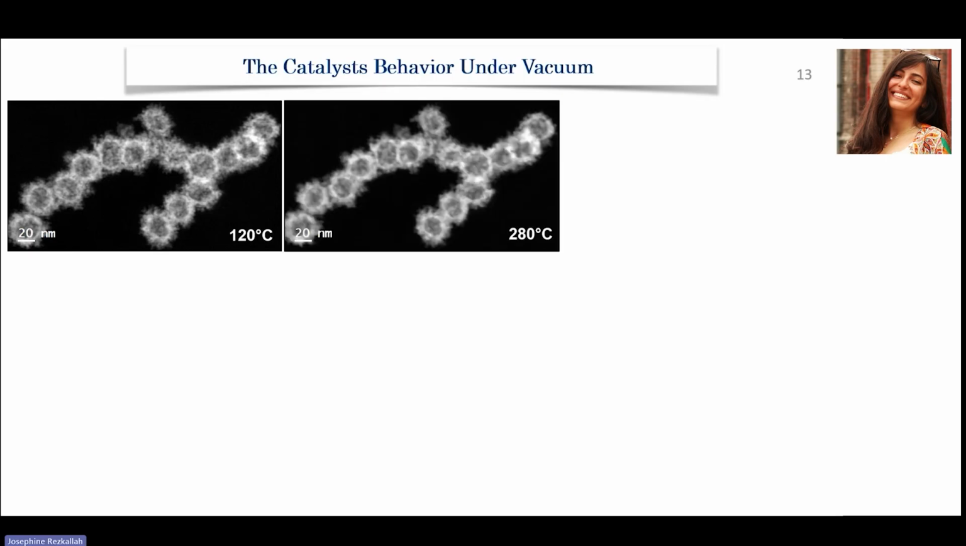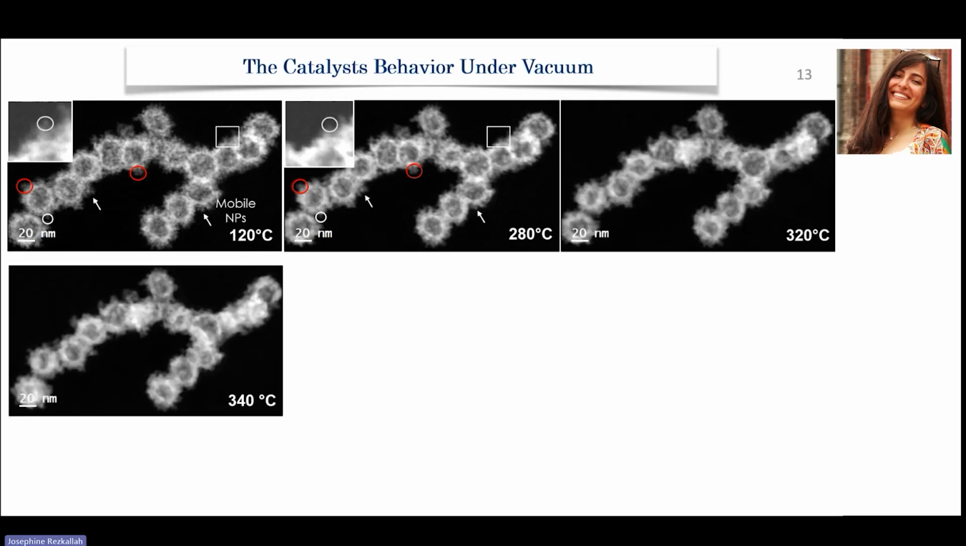Up to 280 degrees, I didn't observe any change in the nanoparticle size forming the shell. At 280 degrees, we observe the growth of some nanoparticles and disappearance of others. We track a change in the position of the nanoparticles on the periphery of the shell, an indication of their mobility. Starting 320 degrees, the central void diameter of the nanosphere starts decreasing gradually along with an increase in the shell thickness.